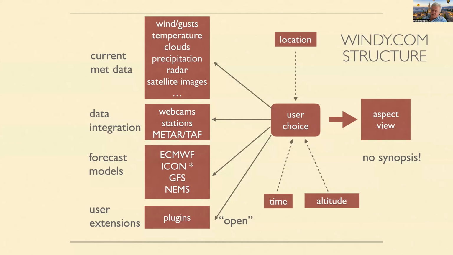And you look at the layer by location, in the case of forecast models, or looking at station data by time, and sometimes also by altitude. Okay, and what you get is the aspect view of that particular layer. You don't get a synopsis. For that, you need to pay a real meteorologist, which, as far as I can tell, is not employed by windy.com in Prague. Anyway, so that's the difference to other weather applications.